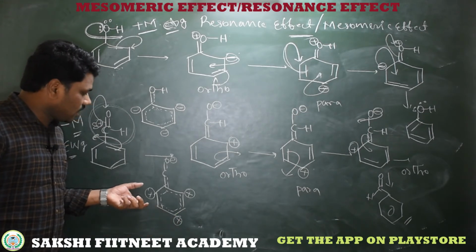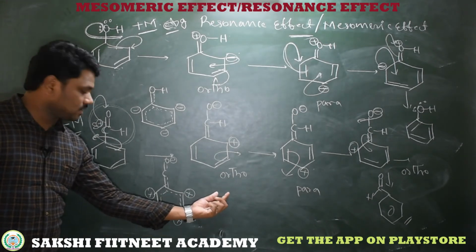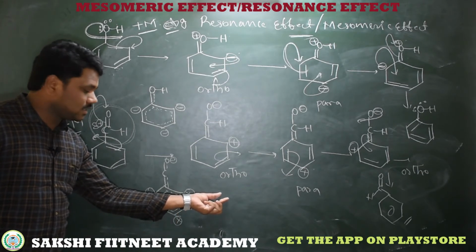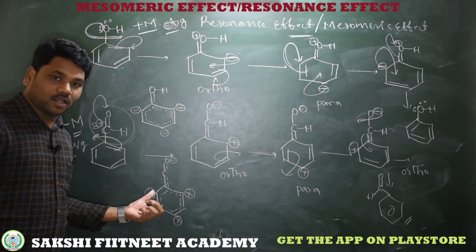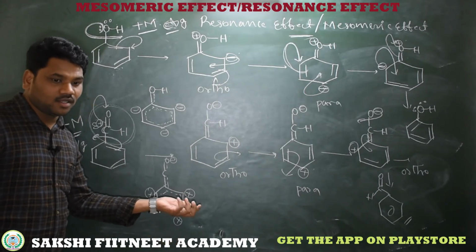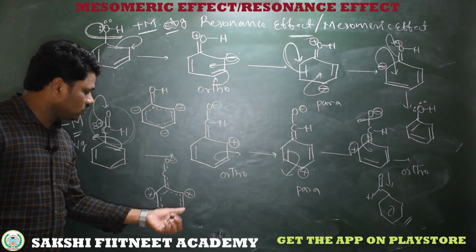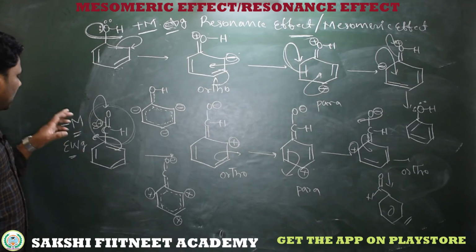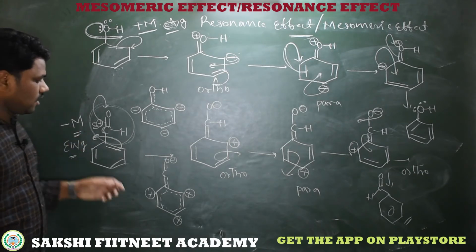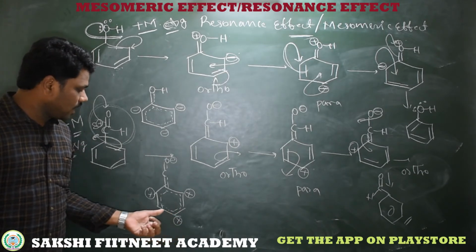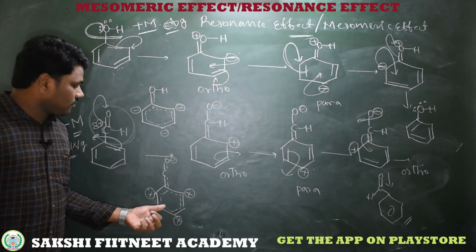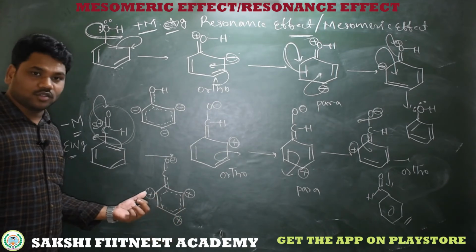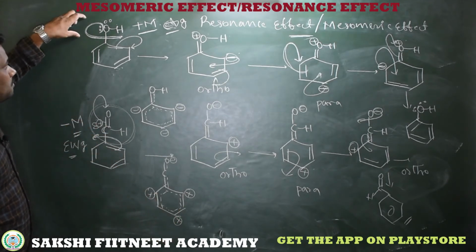So in the presence of a minus M group, electrophilic substitution takes place at meta, and nucleophilic substitution takes place at ortho, para, ortho, because a nucleophile means a negative fragment. So there is a chance to bond at ortho, para, ortho. So simply, minus M groups direct an electrophile towards the meta positions and direct a nucleophile towards ortho, para, ortho. What about a plus M group?